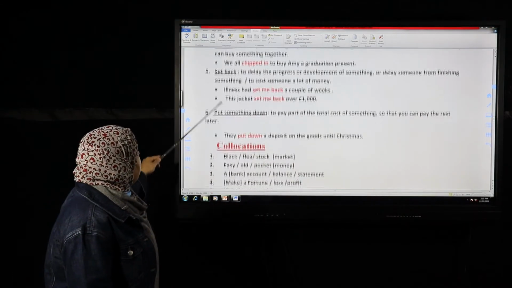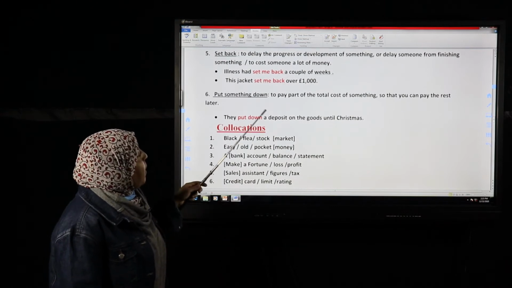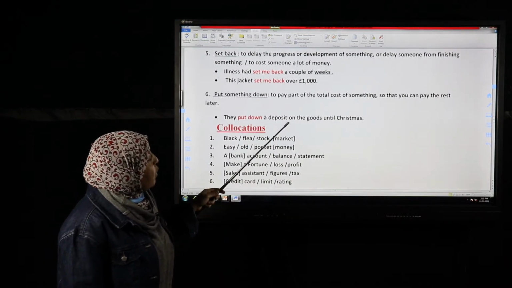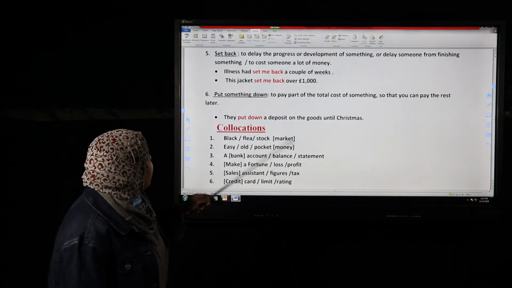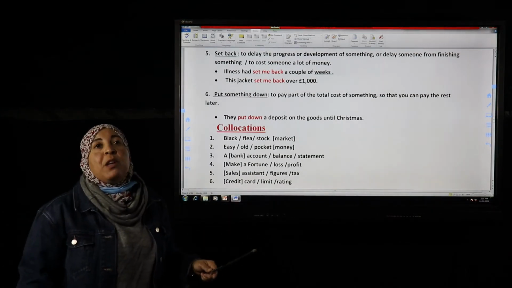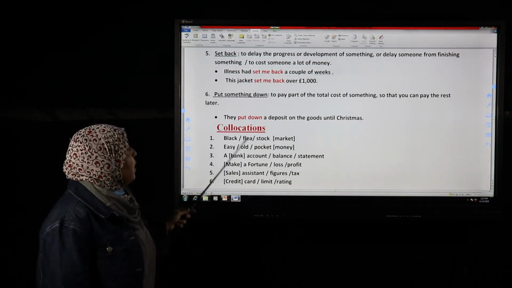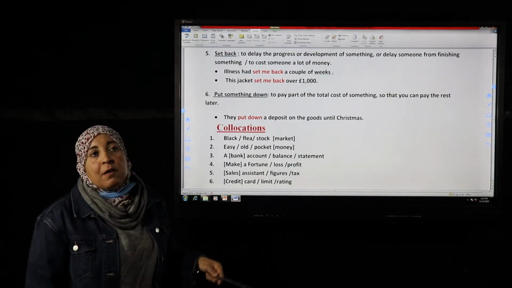Number six, put something down. To pay part of the total cost of something so that you can pay the rest. In other words, to put down a deposit. They put down a deposit on the goods until Christmas.